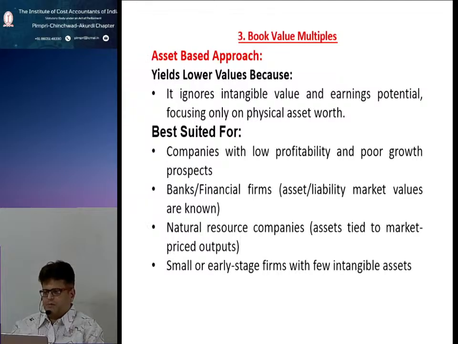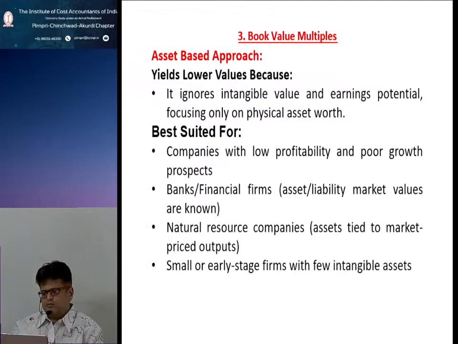Continuing with the asset based approach, we saw that it yields lower values because it ignores intangible value and earnings potential, focusing only on the physical asset worth. Whatever the physical assets are, how much they will fetch, that will be the value, which in a way ignores the intangible value of the firm. At the same time, the future earnings potential is also ignored. Therefore, the asset based approach is best suited for companies with low profitability and poor growth prospects.